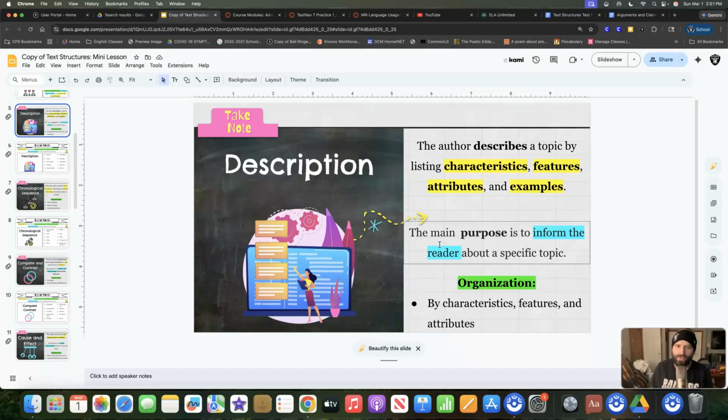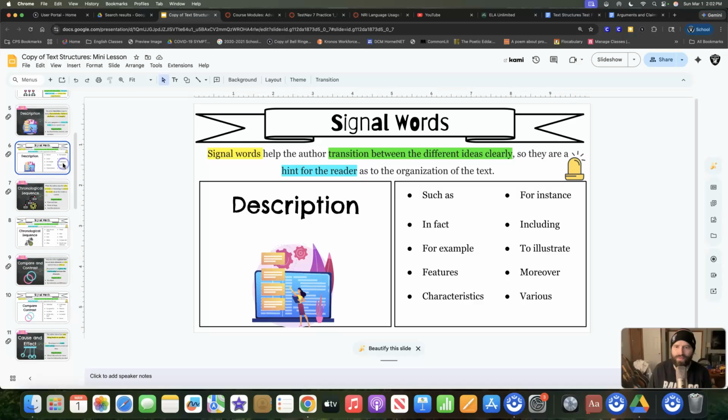So when it comes to description, the main purpose is to inform the reader about a specific topic. And again, it's organized by characteristics, features, and attributes. These are some of the more common signal words that you will see, but they're not all of them. There are many more, but these are some of the common ones. But really, it's hard sometimes in the middle of reading to look for signal words, especially descriptive ones. So what you just want to be doing as you're reading is to try to identify what's happening in the text.